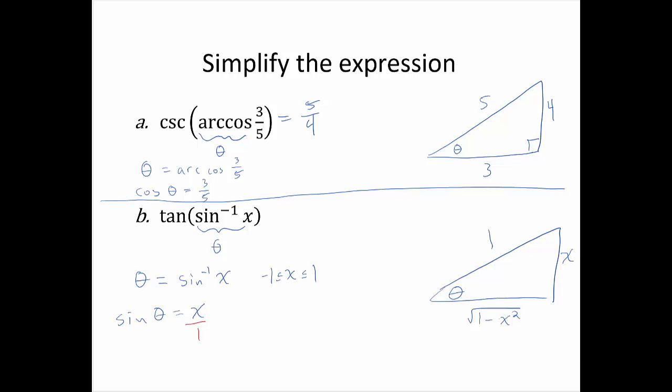And so then the tangent of theta, tangent is opposite over adjacent. The tangent of theta would be x over the square root of 1 minus x squared, as long as x is between negative 1 and 1.